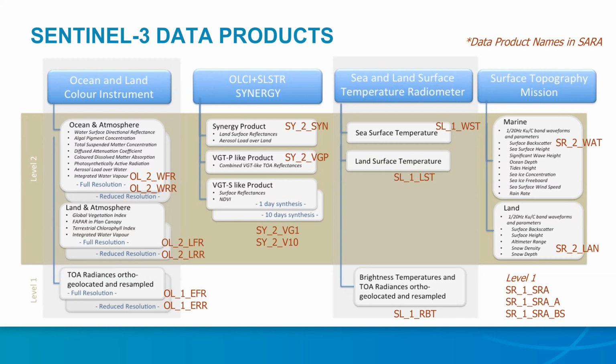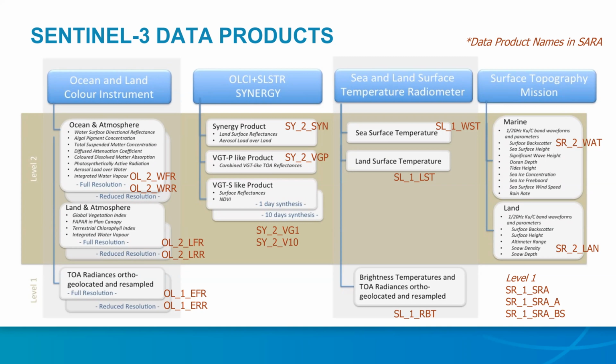Synergy is not an instrument, it's actually a synergy of the OLCI and the SLSTR products, and it includes surface reflectances, aerosol load over land, and vegetation-like products, providing a maximum normalized difference vegetation index, or NDVI. Then you've got SLSTR, which provides level 1 brightness temperatures and top of atmosphere radiances, and level 2 sea surface temperature and land surface temperature.